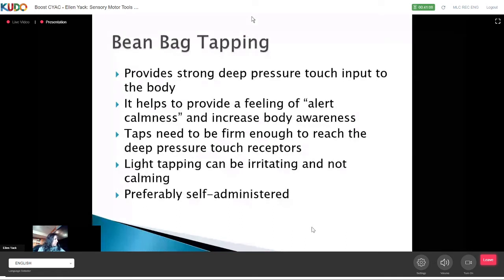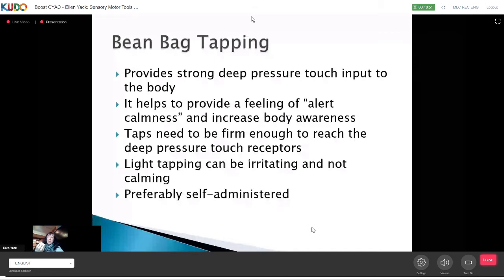I didn't bring a beanbag down here, so I'm going to use this. But really, and hopefully, Raul, can you tell me if my arm's in the picture? Because I don't see a picture of myself. Yes. Okay.